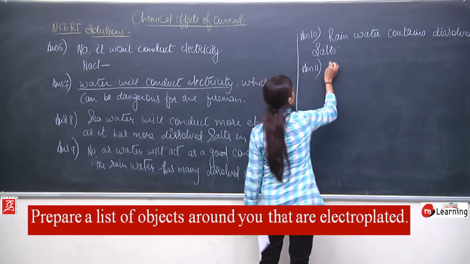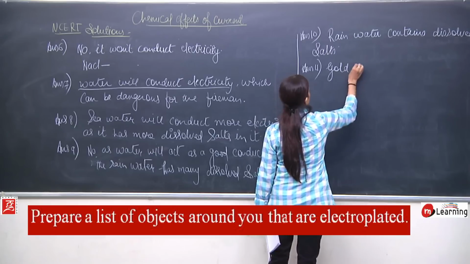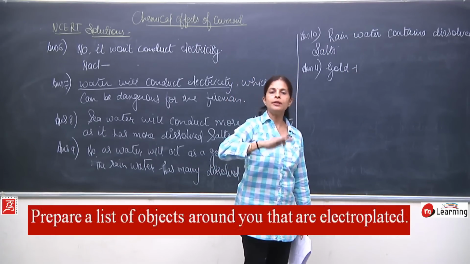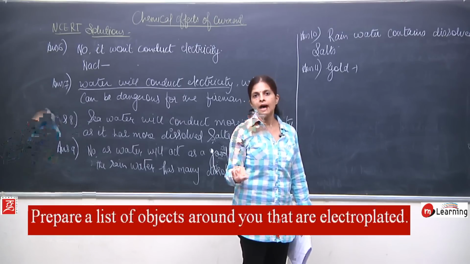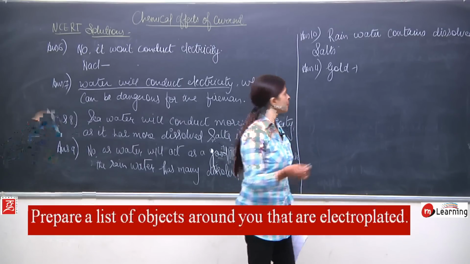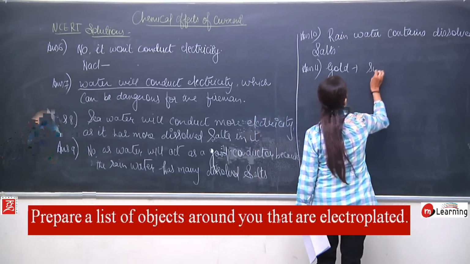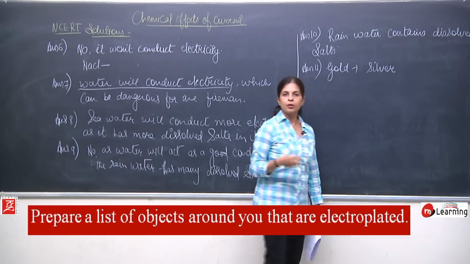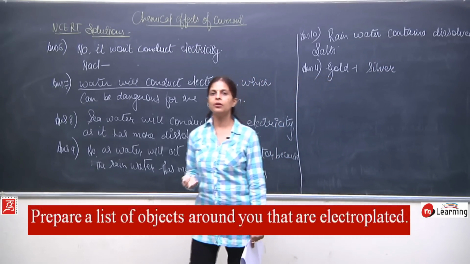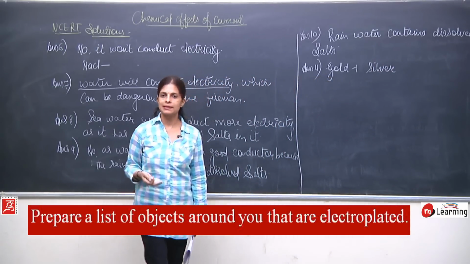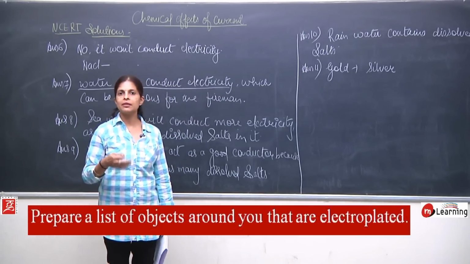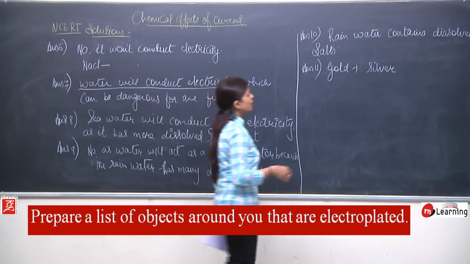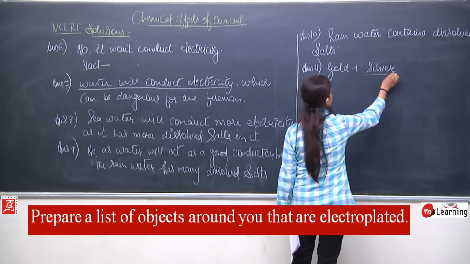So talk about gold. Now gold is electroplated, that means the layer of gold is deposited on the articles which are made up of silver. Gold is deposited on silver. Why? To give it a good finish, a better look, and to make it more costly. Costlier means it will give a rich look. Then gold, I have written, gold is electroplated on silver.